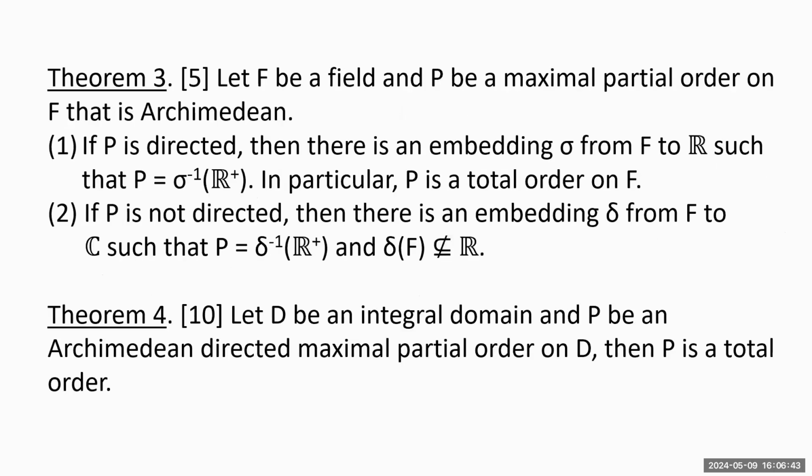Let F be a field and P be a maximum partial order on F. Then if P is directed, there is an embedding from F to R such that P is the inverse image of the non-negative real numbers. But this is a total order. So in particular, P will be a total order. If not directed, then there is an embedding from F to C, and P will be the inverse image of the non-negative real numbers.